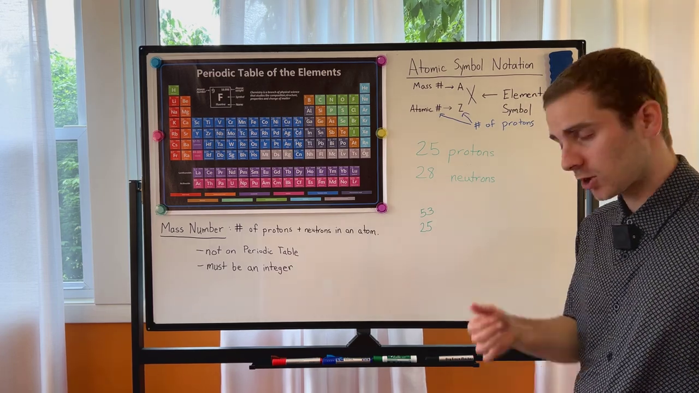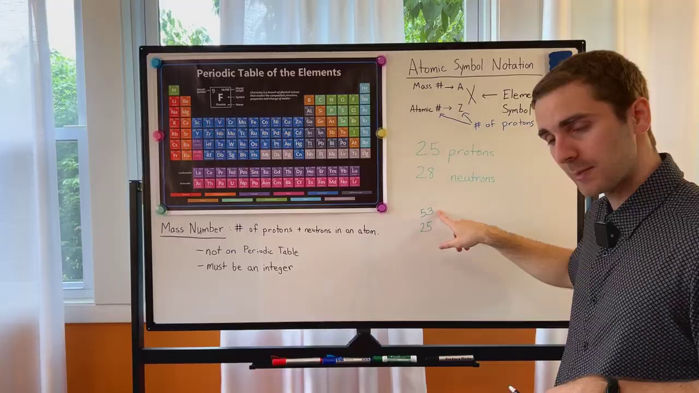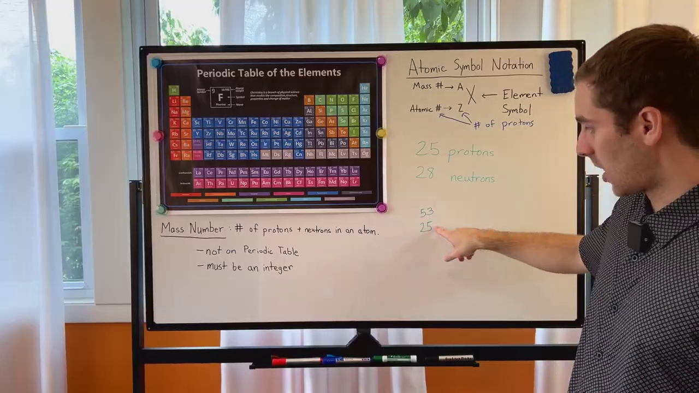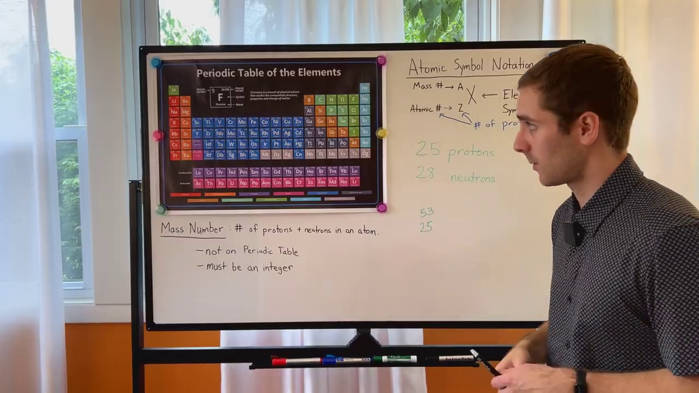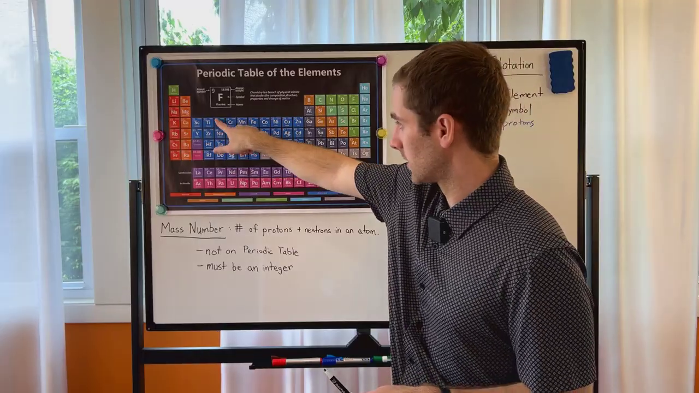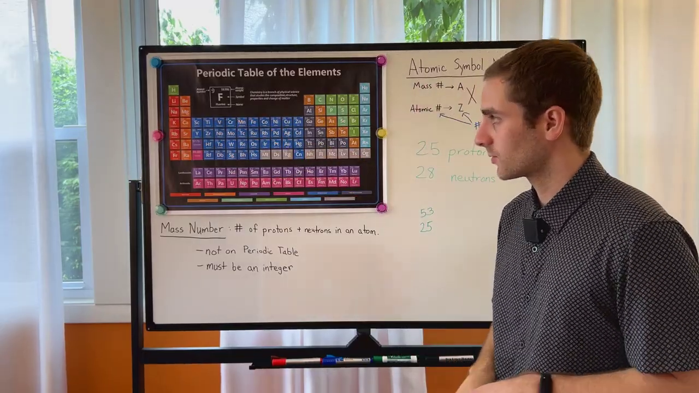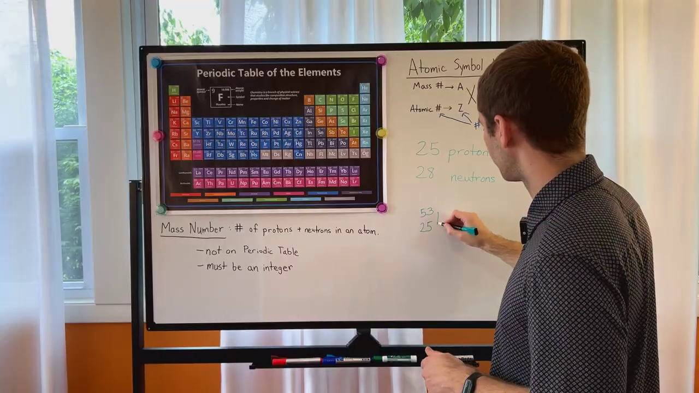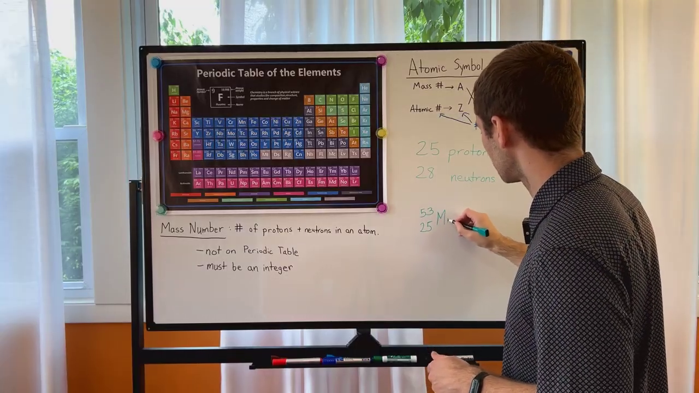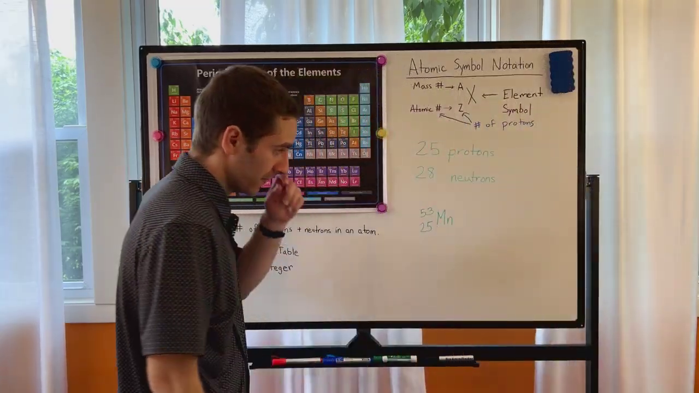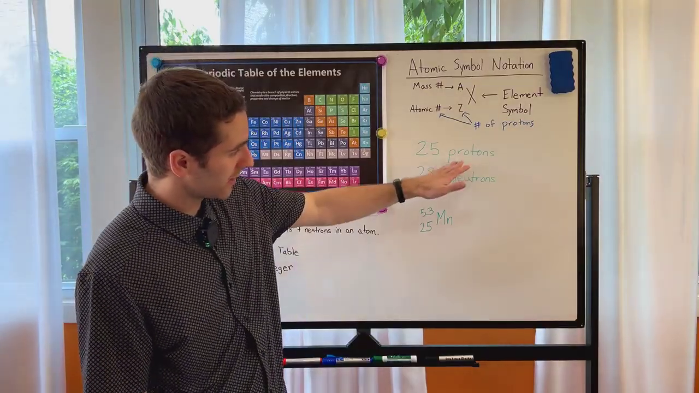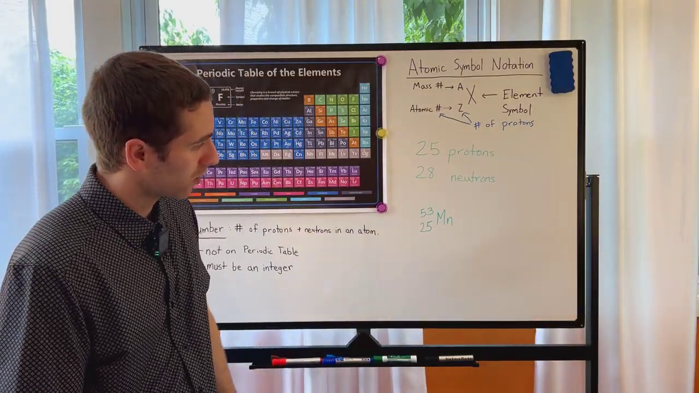And then I'm going to determine what element this is. So how do I determine what element it is? Well, not based on the mass number, based on the atomic number. So I look for what element has an atomic number of 25, and that's right here. That's manganese, which has the chemical symbol Mn. So that would be my answer for the atom or nucleus that has 25 protons and 28 neutrons.